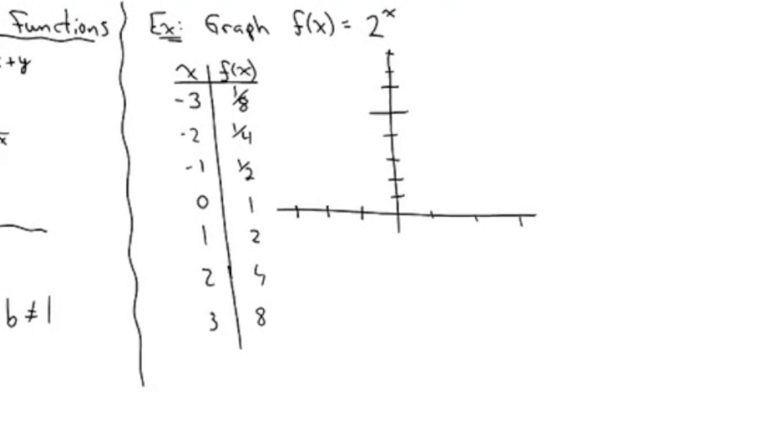So if we plot, let's do the easy ones first. 3, 8. That's way over here, and 8 up. It's probably a little too high. 2 goes to 4. 1 goes to 2. And 0 goes to 1. Those are the easy ones.